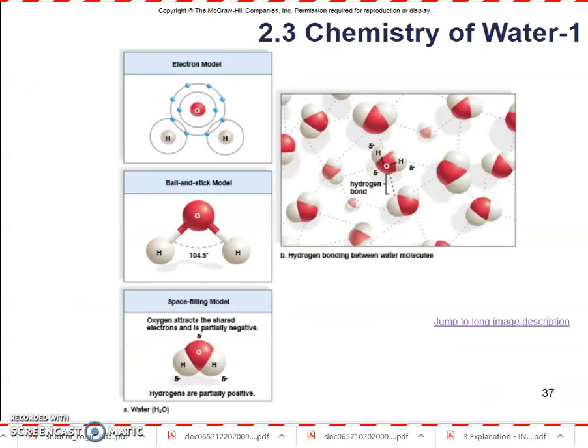Here is a diagram of water forming hydrogen bonds. Okay, you will see that this oxygen has a slight charge that is attracted to the slight charge of this hydrogen of another water molecule. And this happens over and over again, forming multiple hydrogen bonds.